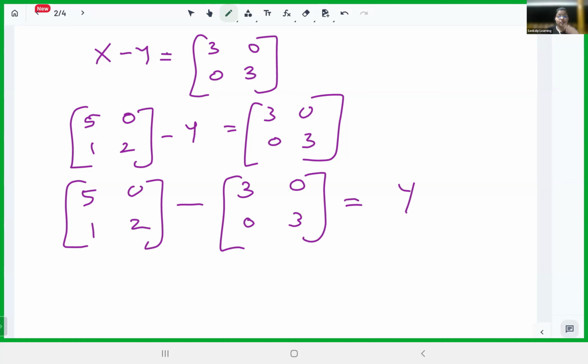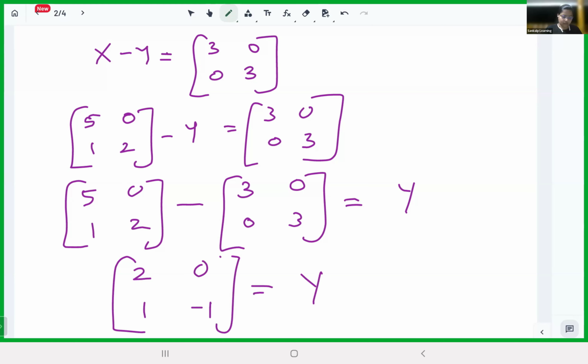Now, how will you subtract two matrices? You have to subtract the corresponding elements which are in the same position, isn't it? How will you get the first element? You have to subtract 3 from 5, that is 5 minus 3, which is 2. 0 minus 0 is 0. Then 1 minus 0 is 1. And 2 minus 3 is minus 1. Okay, so the matrix y is nothing but 2, 0, 1, minus 1. I hope this question is clear to you all.